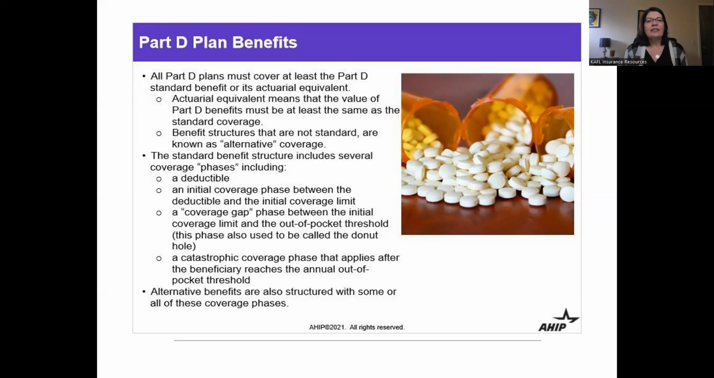And there are different coverage phases. There's a deductible, although not all the plans have deductibles. Frequently, the drug deductibles are for the higher tiers, like 3, 4, and 5. But there's a deductible stage, and then an initial coverage phase, and then the coverage gap, which used to be called the donut hole. That's changed within the past few years. And then catastrophic coverage. Again, there's a screen coming up that's going to give you the figures in those different phases.